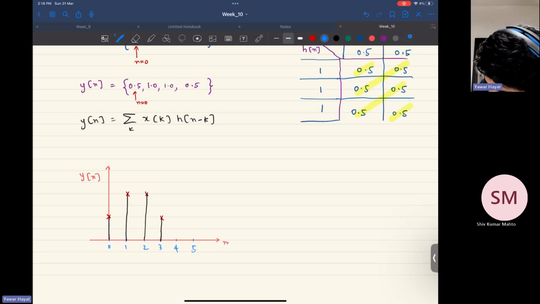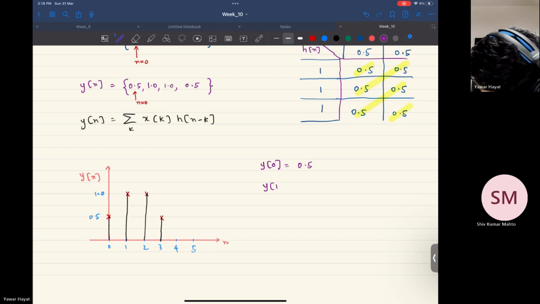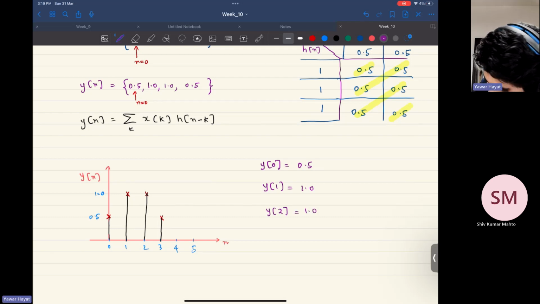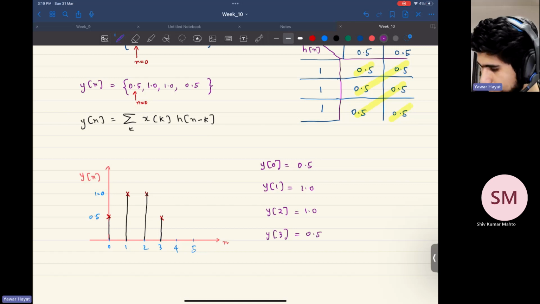So y of 0 is 0.5, y of 1 is 1, y of 2 is also 1, and y of 3 is 0.5.